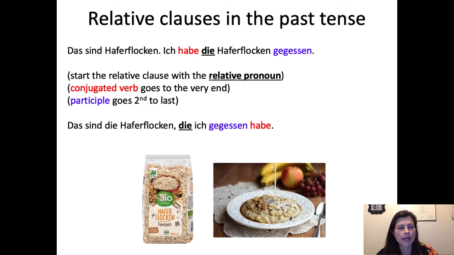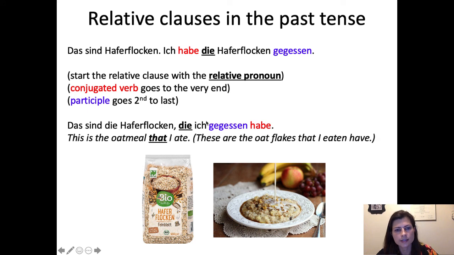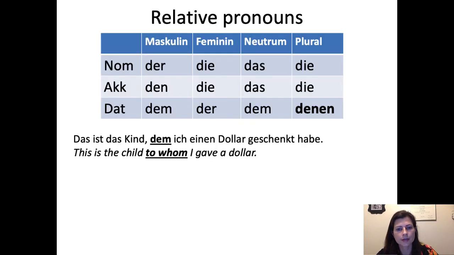So I had these sentences. Das sind die Haferflocken. Ich habe die Haferflocken gegessen. And then I wanted to combine them to a relative clause. So das sind die Haferflocken, die ich gegessen habe. This is the oatmeal that I ate. But see how we're replacing Haferflocken with the relative pronoun. It's a plural, die.